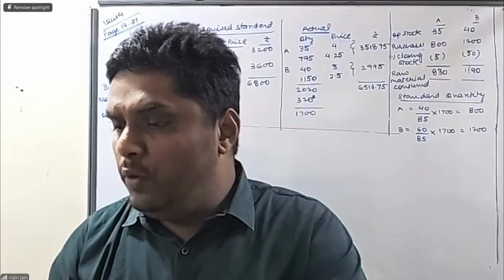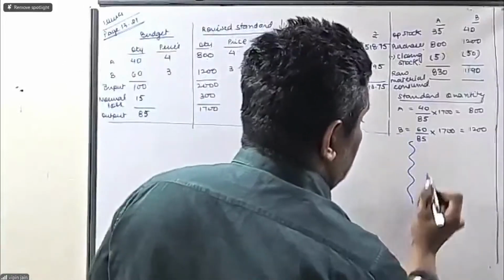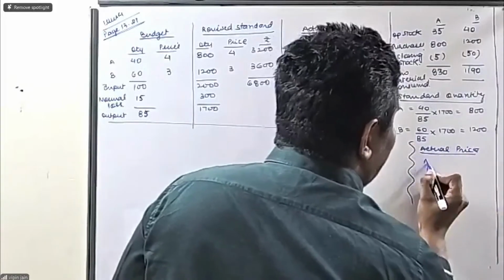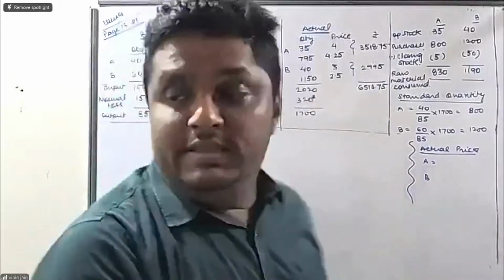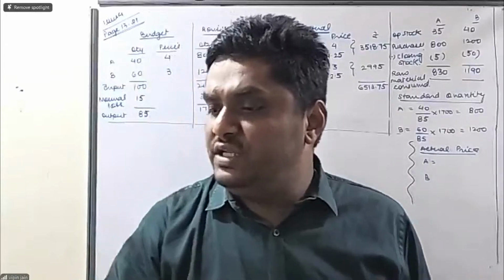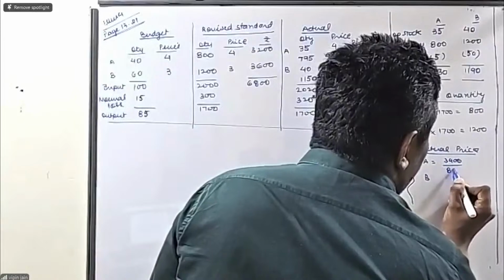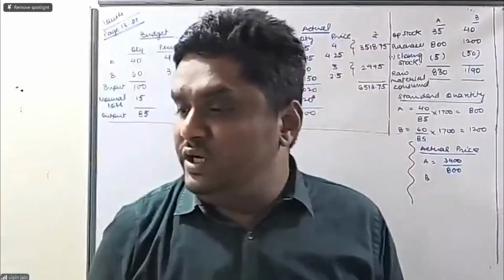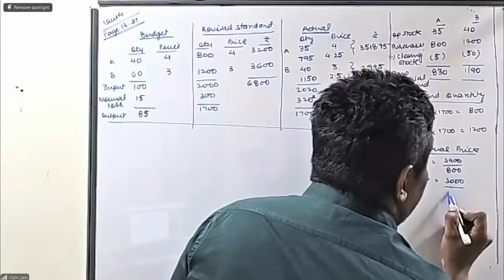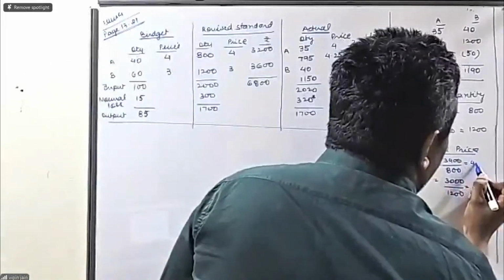Malu Jadar sir, how come 4.25? Actual price of A and B. See, actually, total how much raw material is purchased? It is given in the question that total 800 kgs is purchased at the rate 3400. And for B also, it is given straight away that total 3000 we have spent for 1200 kgs. So this is how I got 4.25 and 2.5.